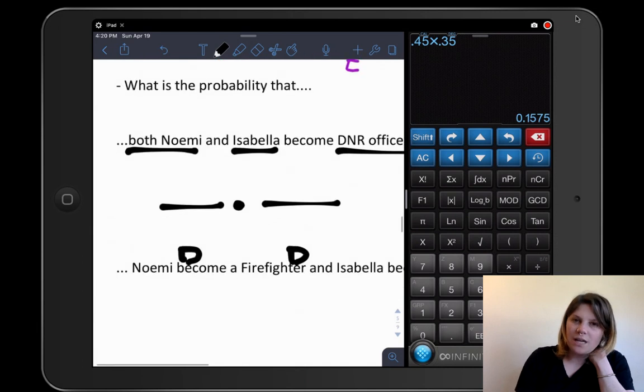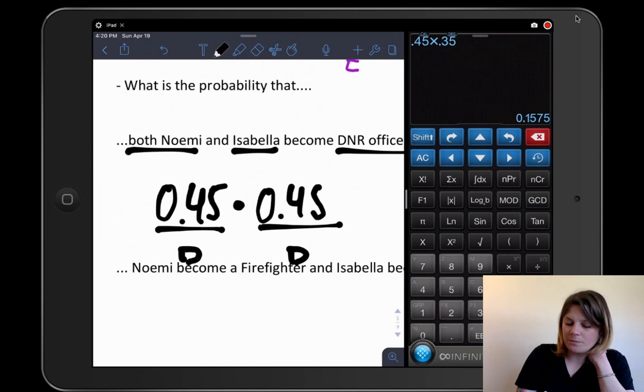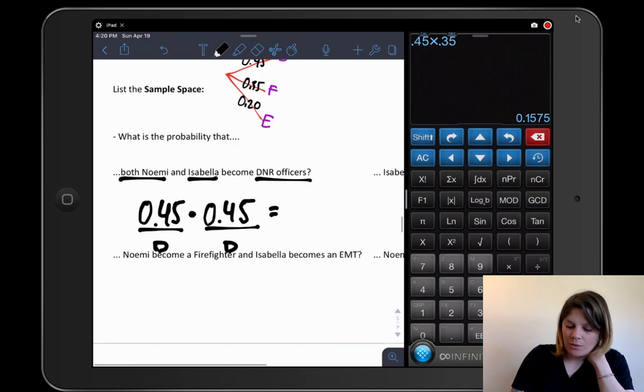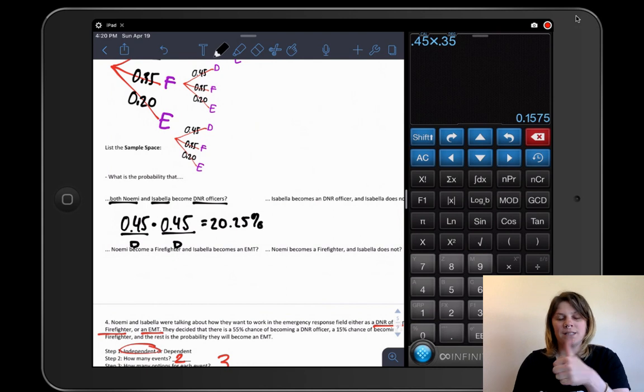Now, I know I said fraction times a fraction, but here's what we're going to do when we're dealing with percents so that we save a little bit of time. I like to set it up like this, where it's no longer a fraction. It is now a decimal times a decimal. And we already did this one. It was 20.25%. So hopefully that one makes sense to you.